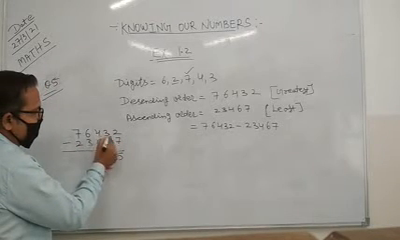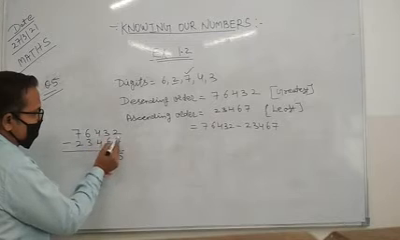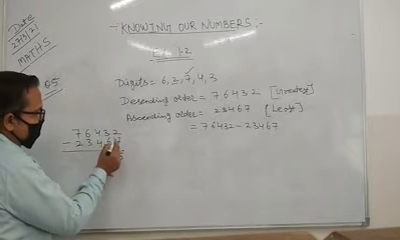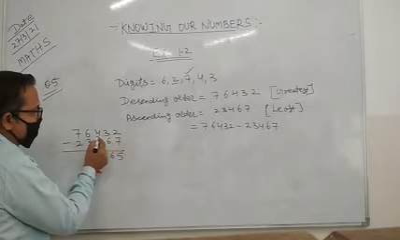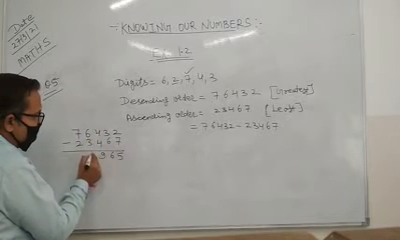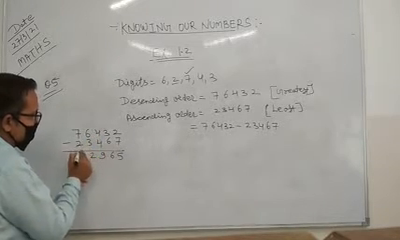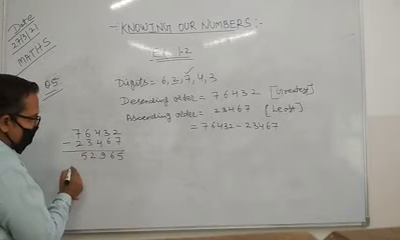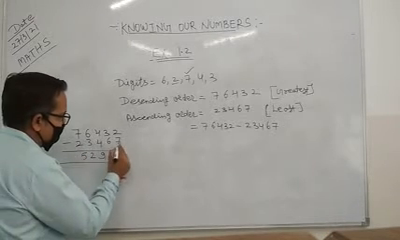5, 6, 9, 5, 3, 2, and 5. Okay, this much we have got.